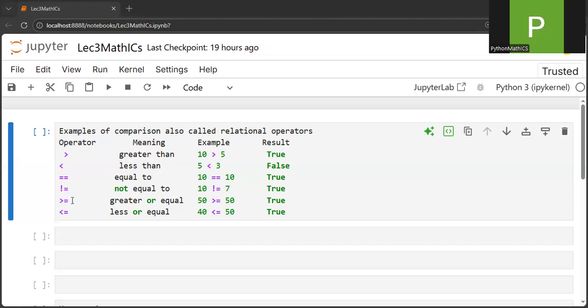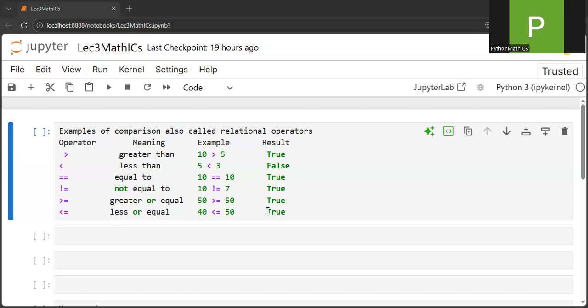Similarly, greater than or equal to. So is 50 greater than or equal to 50? Of course, one of the conditions is met, that is, it's equal to 50. So the answer will be true. And similarly, less than or equal to, right? So 40 is less than or equal to 50. Again, it is true, because 40 is not equal to 50, but 40 is less than 50. So one of the conditions is met, so the answer will be true. Okay, so let's do some numerical examples.